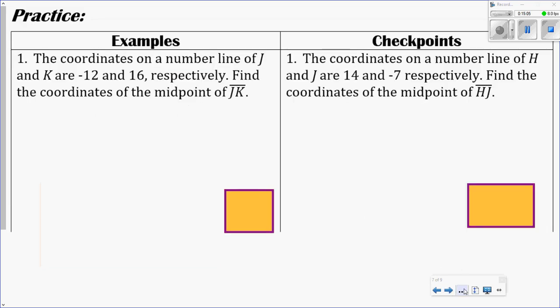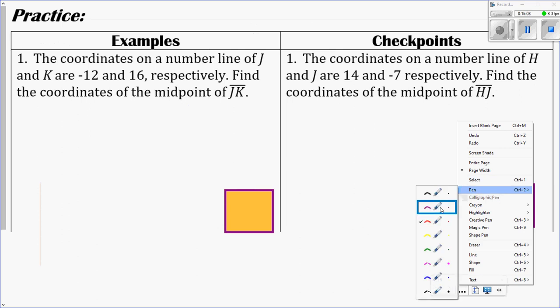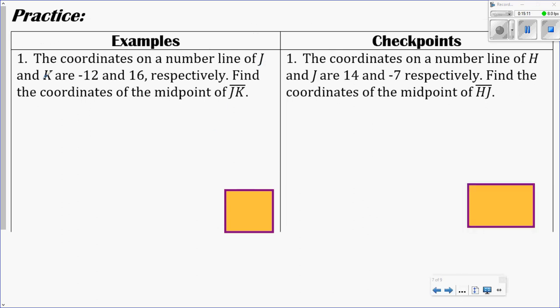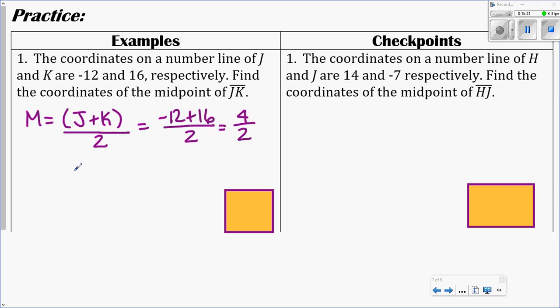All right, so we have examples based on midpoint. The coordinates on the number line of j and k are -12 and 16, respectively. Find the coordinate of the midpoint of j, k. So let's say j is -12 and k is 16. We're going to use the midpoint formula, so M equals, I'm going to put j plus k over 2. And then fill that in. So -12 plus 16 over 2. You'll have 4 over 2. So the midpoint is 2.